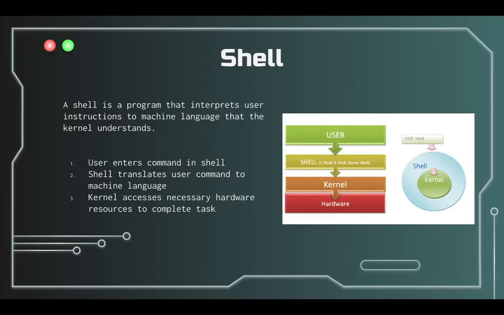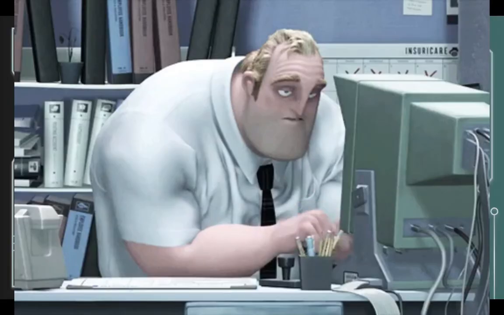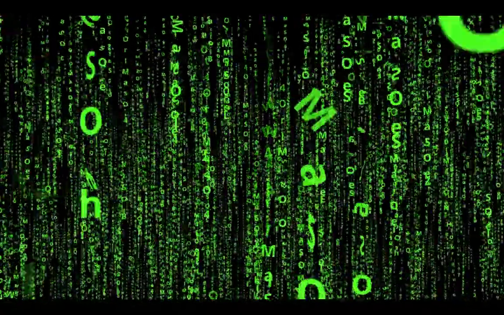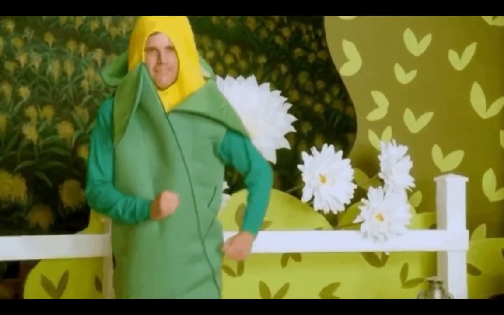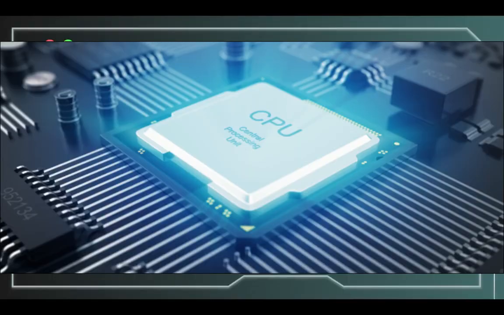The shell is a program that allows us as users to interact with the kernel, to give the kernel some commands, right? To be able to do some things. It interprets our language into machine language so the kernel can interact and then communicate with the CPU. So this is the way it kind of works. The user enters commands into a shell, and I'll show you what a shell is here soon. The shell then translates or interprets what you typed in and communicates it in machine language. The kernel accesses the necessary hardware and resources to complete whatever task you are trying to complete.